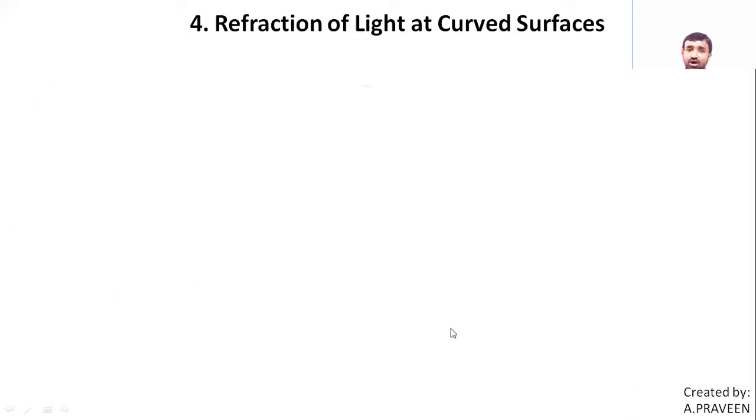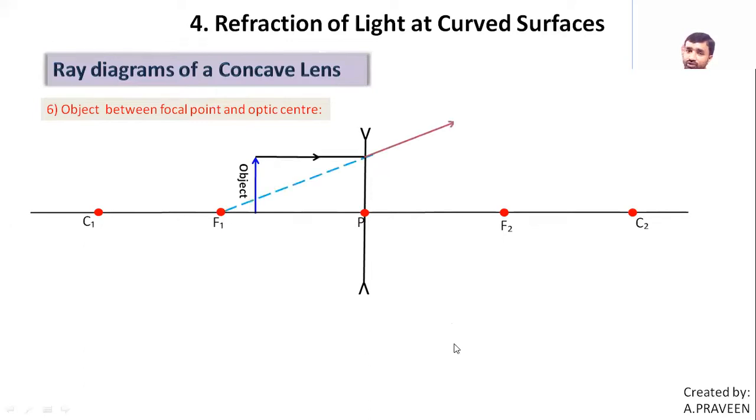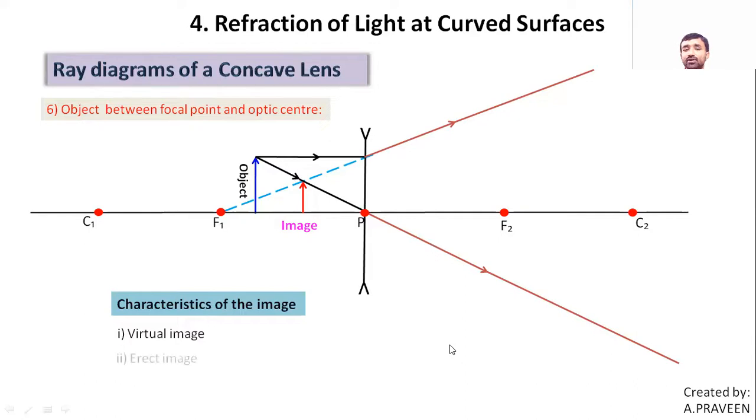Then change the object now to between P and F1. Object now placed between P and F1. So here at the top I selected one ray parallel to the principal axis, connecting the point of incidence with the focus, then extending that to get the refracted light ray. Then the second ray passing through the optic center, no change in behavior. Then I got the diverging point from the refracted light rays. That point is connected with the principal axis by a perpendicular. Then it is the image for us. The characteristics of the image are virtual, erect, diminished, between pole and focus.